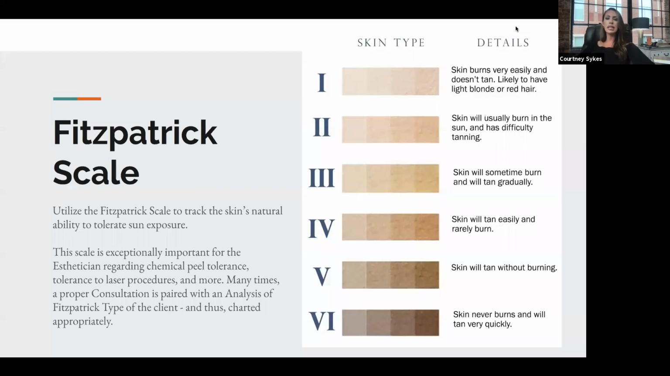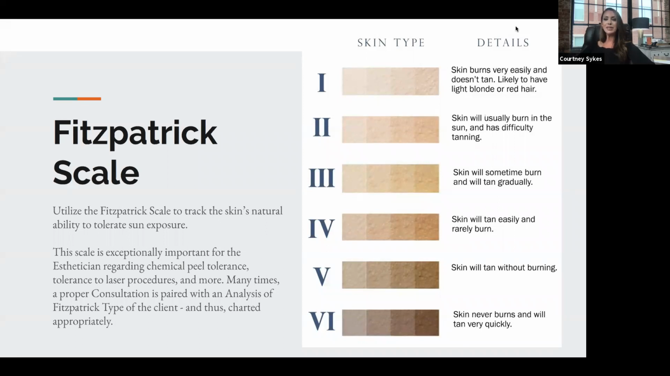So seriously, sunscreen is so important, and just shielding yourself as much as possible. Also, wearing your vitamin C. Vitamin C is a sunscreen booster. In the morning, you should put your vitamin C on underneath your makeup, or at least by itself, then your sunscreen or tinted sunscreen. All set. So the Fitz 4, skin will tan easily and rarely burn.